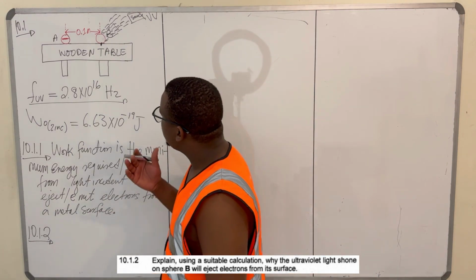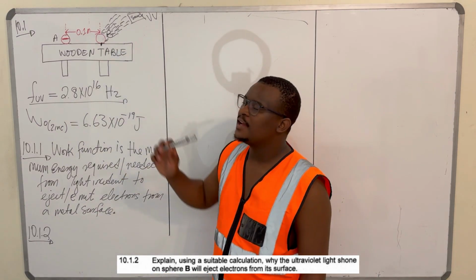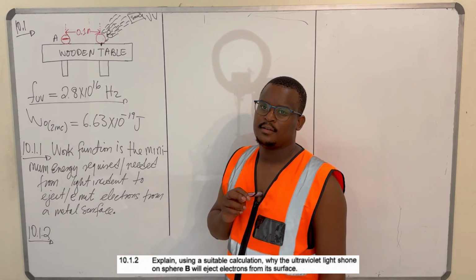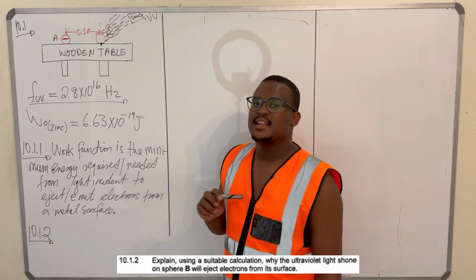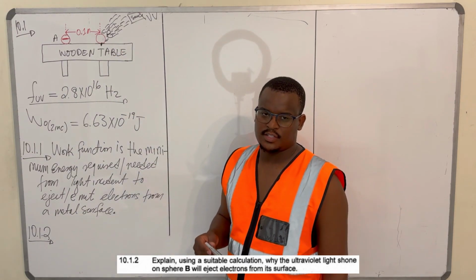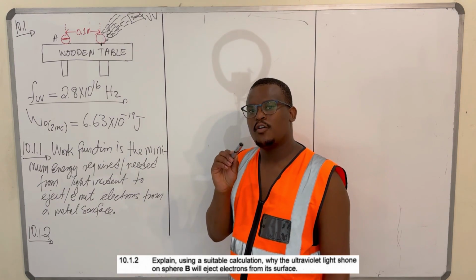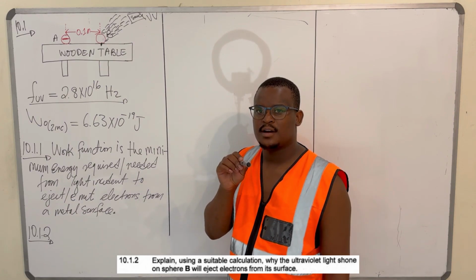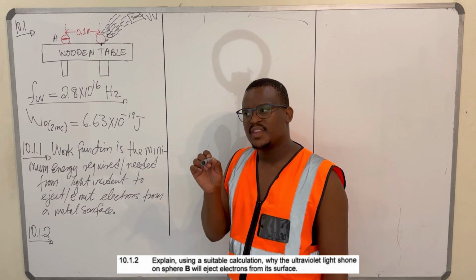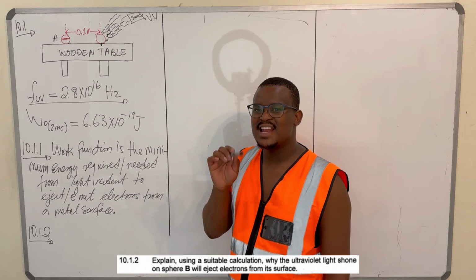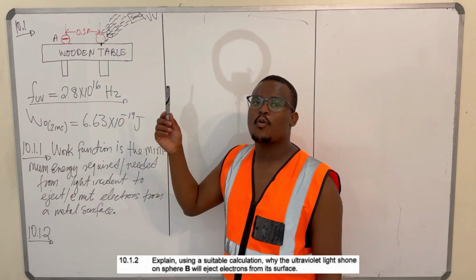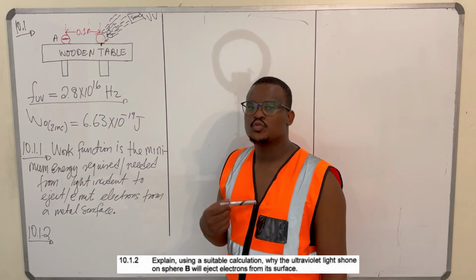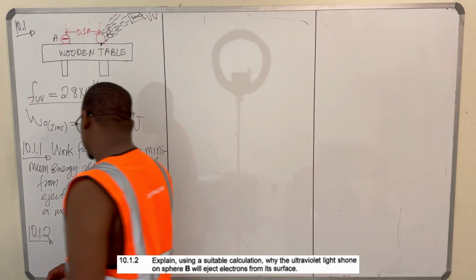So what we need to do is calculate the energy of each photon, and compare that energy of each photon with the work function. Then if the work function is less than the energy carried by each photon, the electrons will be emitted. So let's go and do that.